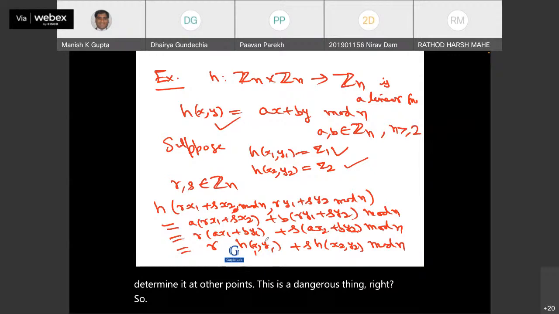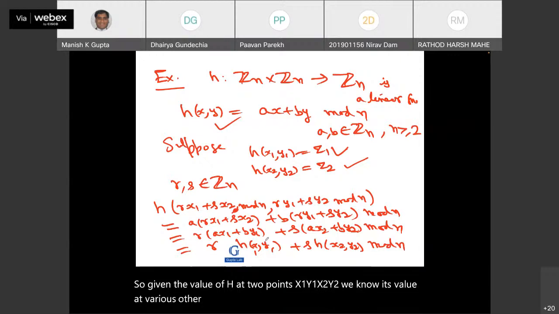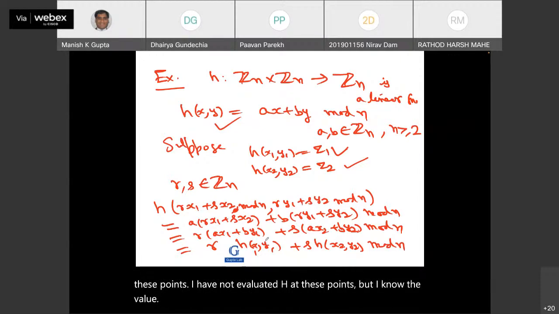Given the value of h at two points, (x1, y1) and (x2, y2), we know its value at various other points without actually having to evaluate h at these points. I have not evaluated h at these points, but I know the value. So these kinds of things may happen.